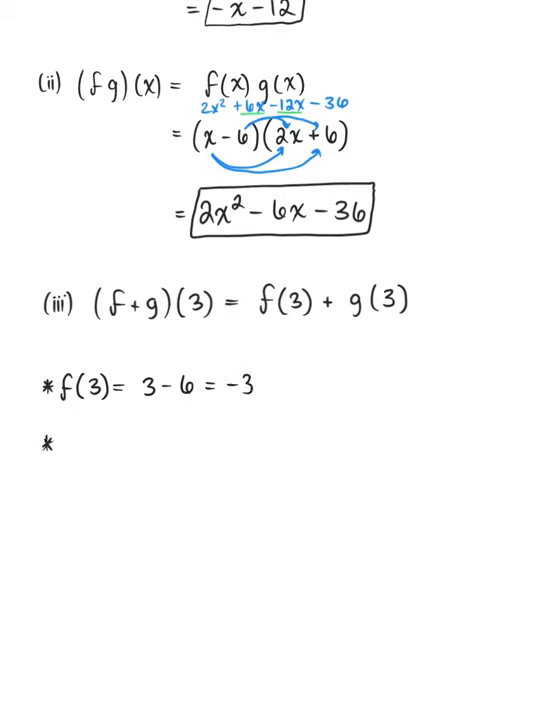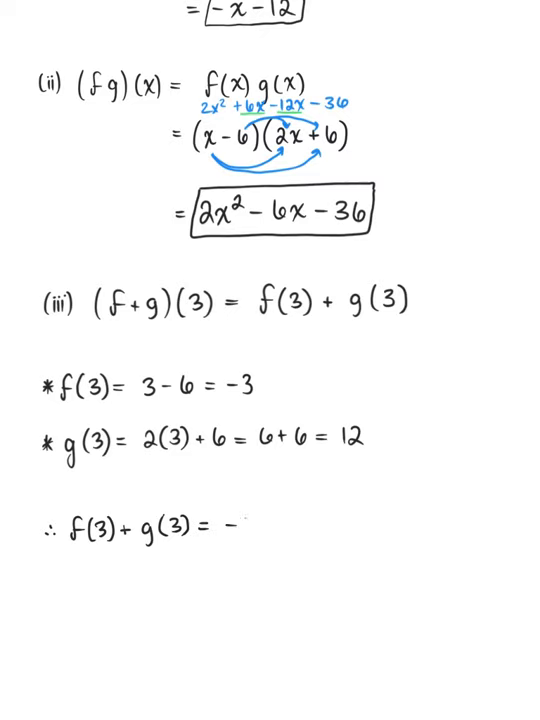And we also want to do the same thing for g of x when x is equal to 3. So this will be equal to 2 multiplied by 3 plus 6. So we have 6 plus 6, which leaves us with 12. Lovely. So we can now take these and plug them into this algebraic operation with functions. So we can say that therefore f of 3 plus g of 3 is going to be equal to negative 3 plus 12, which leaves us with a beautiful final answer of 9.